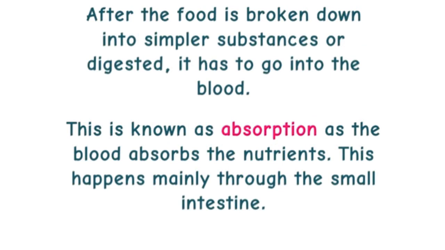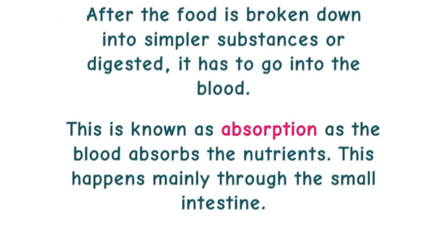After the food is broken down, अब खाना break हो गया छोटे छोटे substances में, simpler substances में, और डाइजेस्ट भी हो गया. So it has to go into the blood. अभी ब्लड में जाएगा. So this is known as absorption. First is ingestion, second is digestion, third is absorption. So the blood absorbs the nutrients. So this happens mainly through the small intestine.